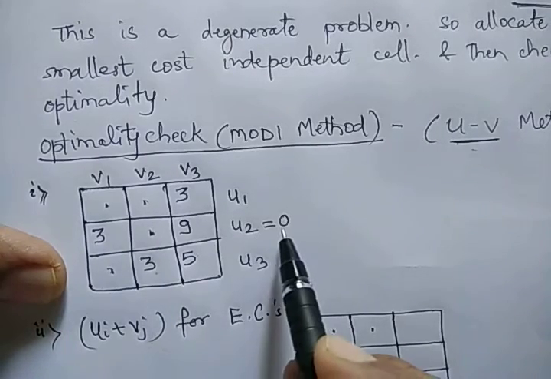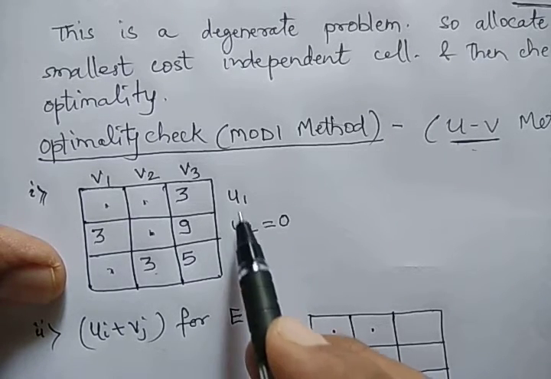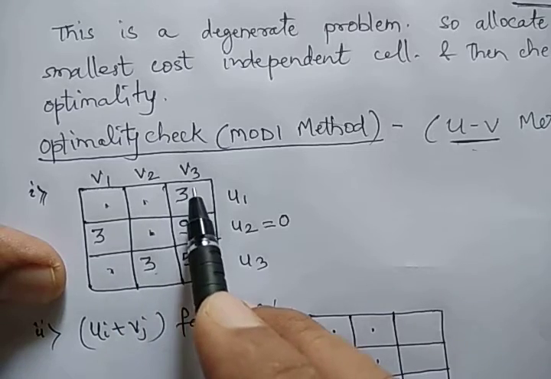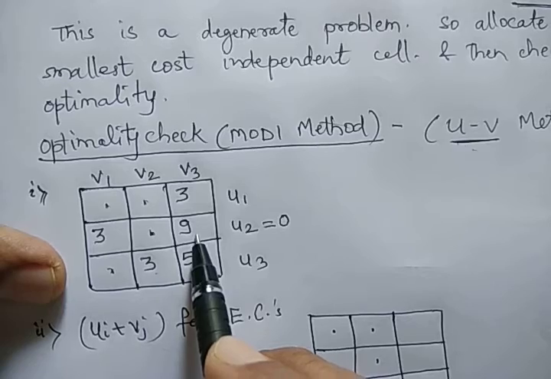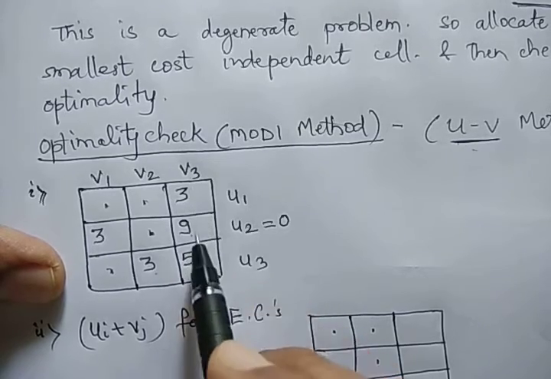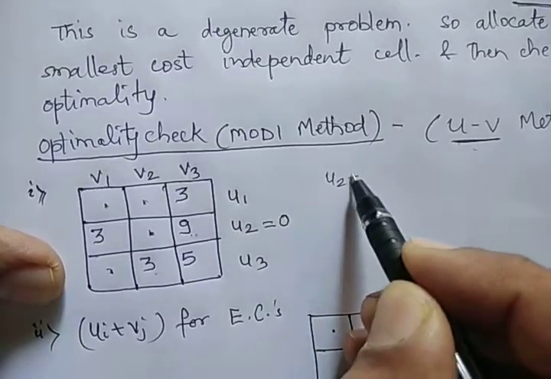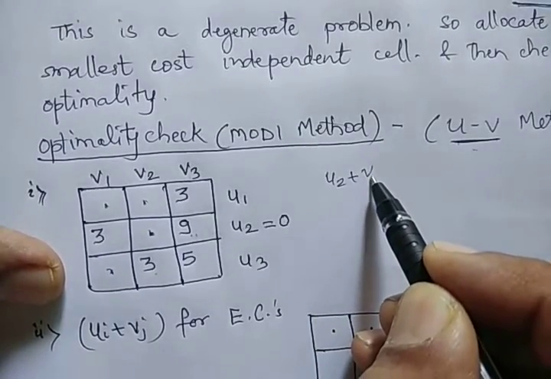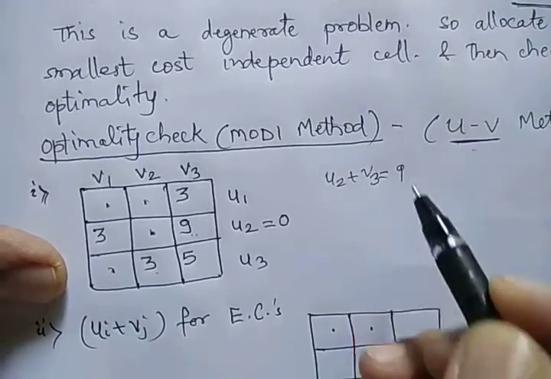Now I have allocated U2 as 0. After allocating U2 as 0, find out the values of U1, U3, V1, V2, V3 using these values. Now what is this 9? 9 means U2 plus V3 is equal to 9.